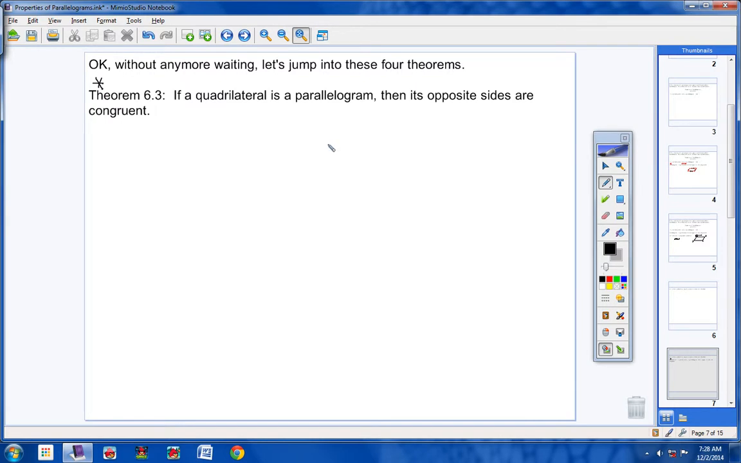These are so easy, guys. These 4 theorems we're going to look at today all deal with parallelograms, okay? All 4 of them. So it's pretty simple, okay? If a quadrilateral is a parallelogram, then its opposite sides are congruent, okay? Give you a second to copy this down. We're going to move on, okay?